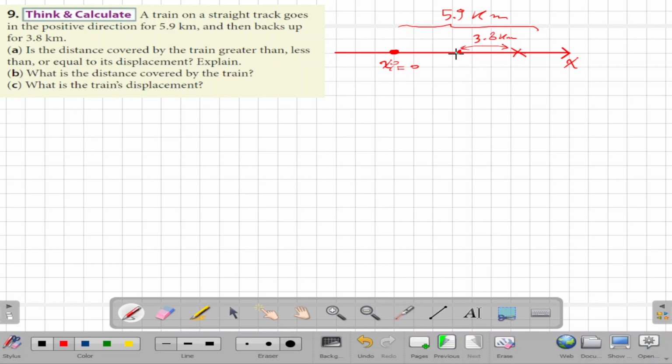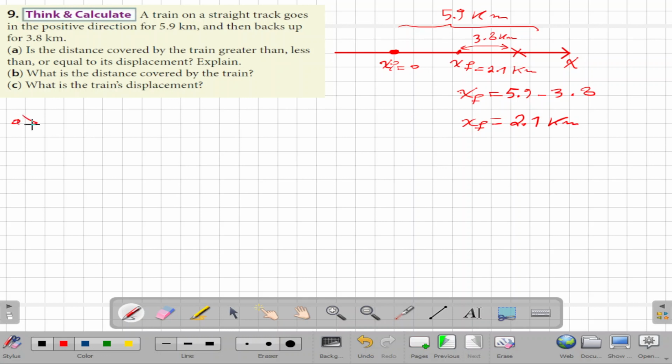So let's determine the position of this point with respect to our x-axis. We can easily find this position by subtracting 5.9 minus 3.8. Plug this in the calculator, and we get 2.1 kilometers. So this is the final position, which is equal to 2.1 kilometers.